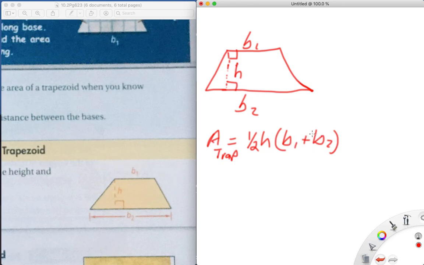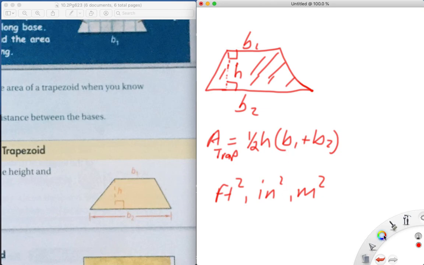Notice that the sum of the bases are in parentheses. So base 1 and base 2 are in parentheses, meaning that you're going to add these two first because of PEMDAS. You can multiply the height divided by 2, and then you multiply these two together. And that is your area of a trapezoid. Remember that an area is the measurement of the stuff inside of a particular polygon, and it has units, and the units are squared. So it would be feet squared, inches squared, meters squared. Any unit squared is going to be your area.